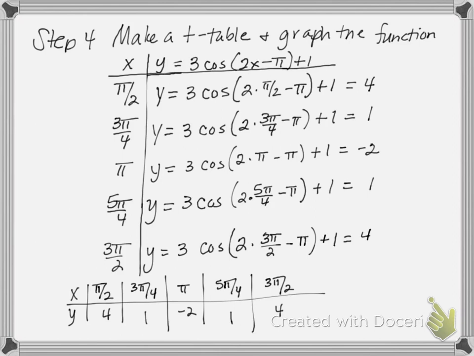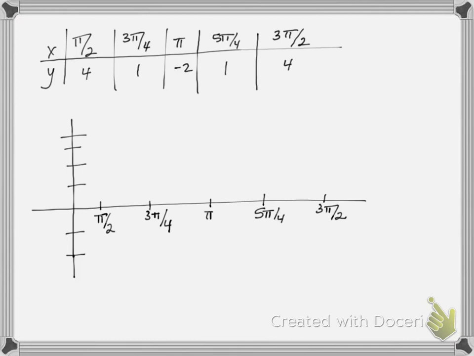All right, so I'm going to graph this. That's step 5. So at pi over 2, my y value is 4. At 3 pi over 4, my y value is 1. At pi, my y value is negative 2. At 5 pi over 4, I'm at positive 1. And at 3 pi over 2, I'm at 4. Okay, so my graph looks something like this. And that is one period of the graph of that function.